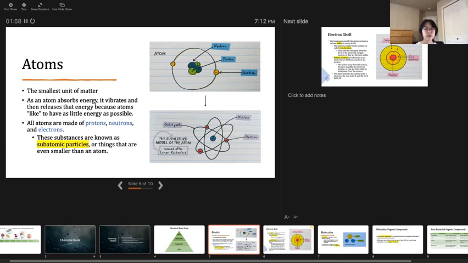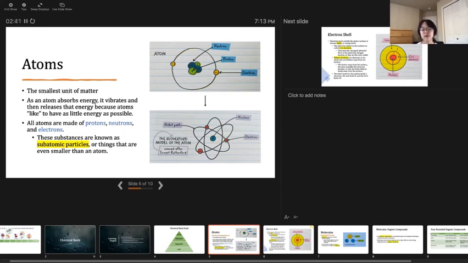And so an atom absorbs energy in the form of heat, light, or sound. It vibrates and then releases that energy because atoms like to have as little energy as possible. So this is very important. You must remember that atoms do not like to have a lot of energy, and more information will come on that later. And all atoms are made out of protons, neutrons, and electrons, as you can see in the diagram to the right, which is kind of like the anatomy of an atom.